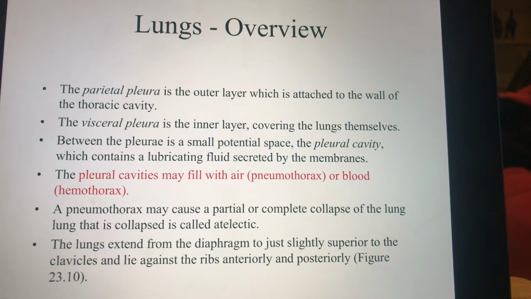So again, parietal pleura is found on the inside, and it connects one rib to the one below it, to the one below that one, all the way down. It forms a waterproof and airproof seal on the inside of your thoracic cavity. The visceral pleura is found on the outside of your lung matter, your alveolar cells.